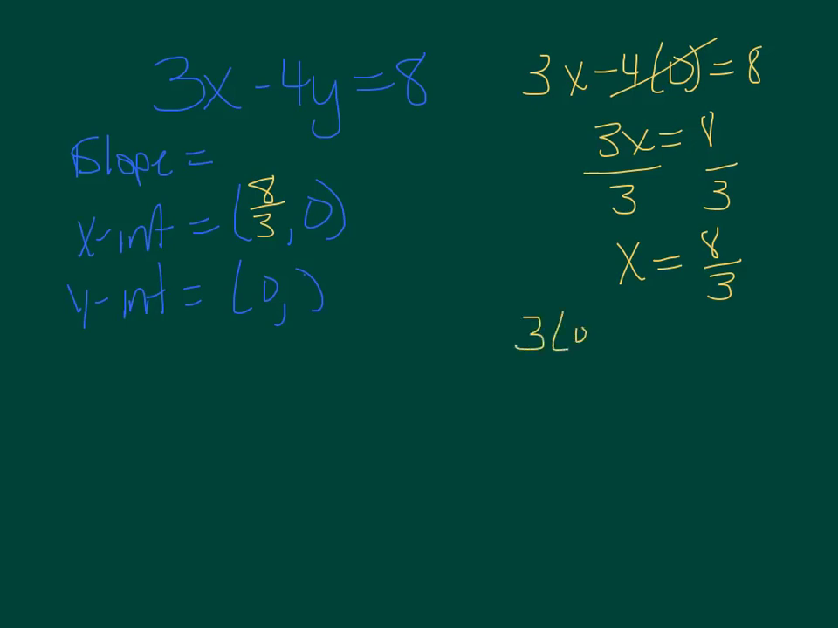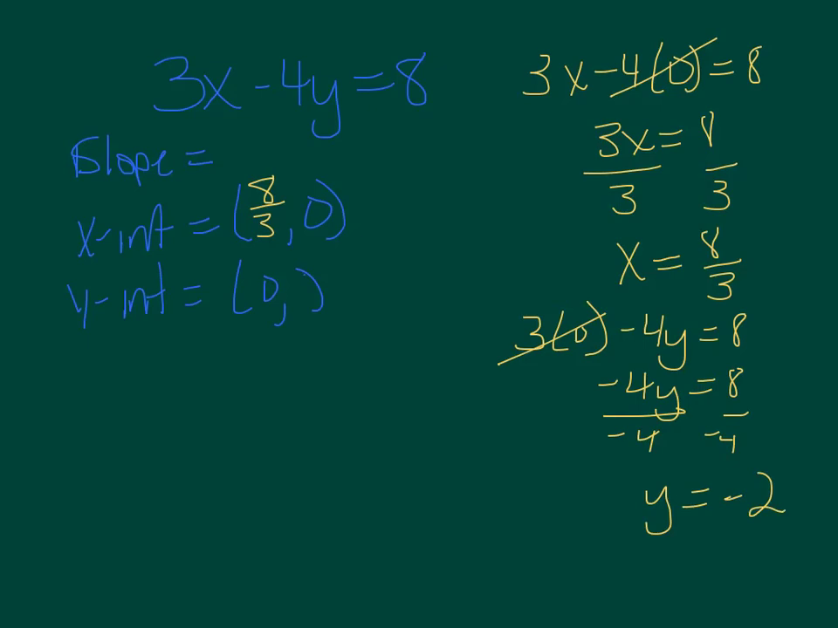Now let's go to the y-intercept. So 3 times 0 minus 4y equals 8. Those cancel. Multiply by 0. Now divide by negative 4, and y equals negative 2. Right, so I got my x and y intercepts. Now I need my slope.